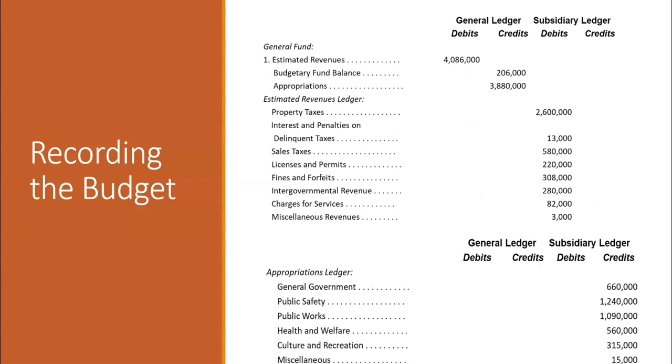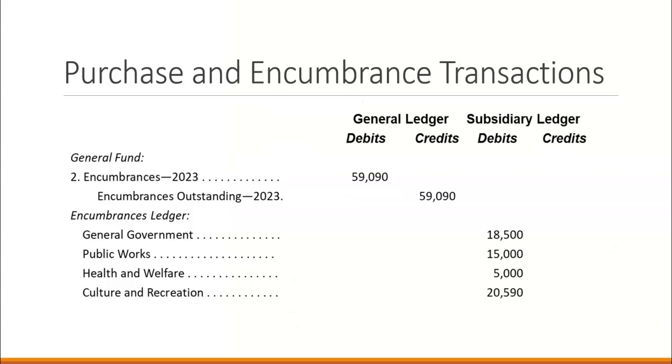Okay, so in chapter 3, we looked at recording the budget, and we had activities where we recorded the budget. We have our estimated revenues and our appropriations. This is that dual track accounting where we're looking at both the general ledger, the higher level, and the subsidiary ledger, so how it impacts individual funds.